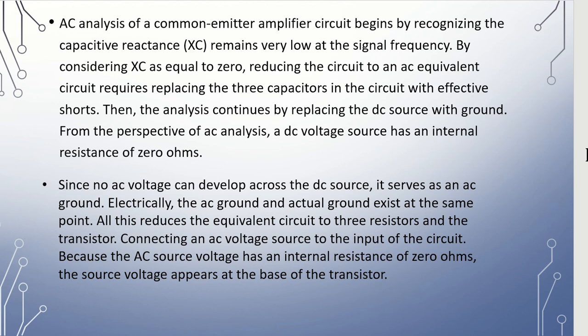Connect the AC voltage source to the input of the circuit. Because the AC source has no internal resistance, 0 ohms, the source voltage appears at the base of the transistor.